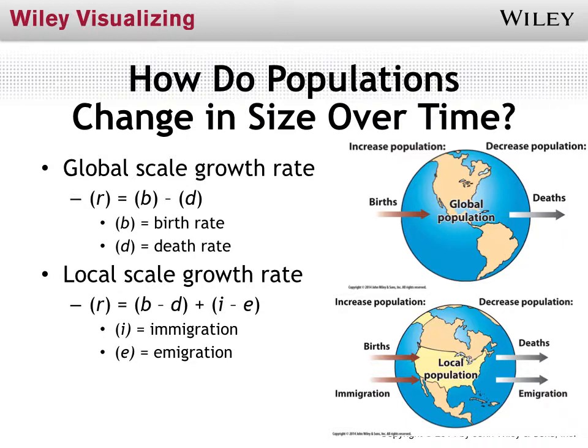So again, the result of that is that if the number is positive, that means the population is growing, and if the number is negative, that means the population is declining. If the number is close to zero, meaning the birth and death rates are similar to each other, or the factors of immigration and emigration are similar, then you have what we would call a stable population.